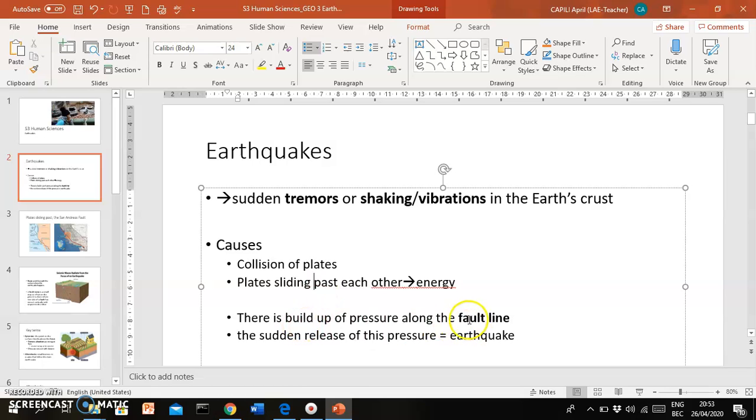Remember, we already introduced the idea of the fault. The fault is kind of a crack. It's a kind of discontinuity in the crust, so in a piece of rock, for instance. So there's pressure that's built up along the fault line. And when that pressure or energy is released, earthquakes happen.